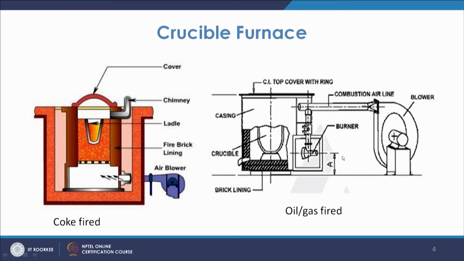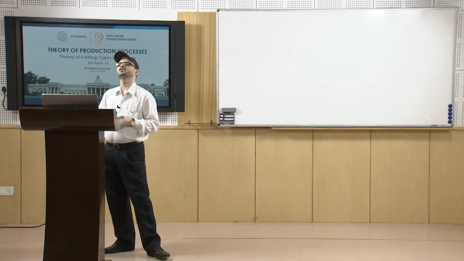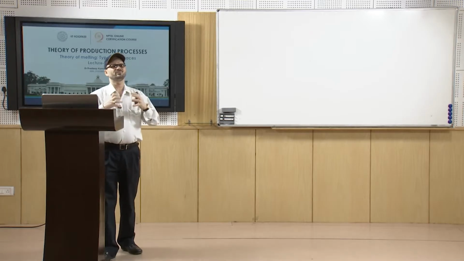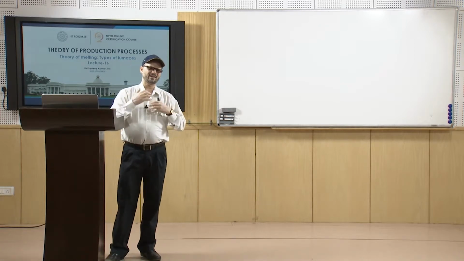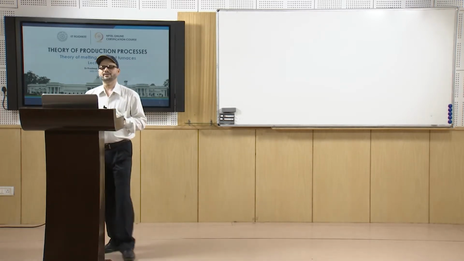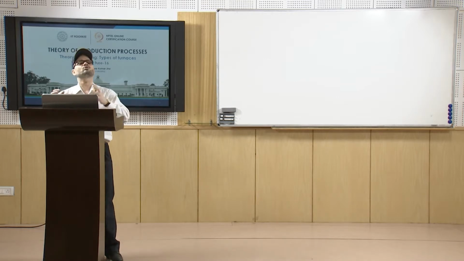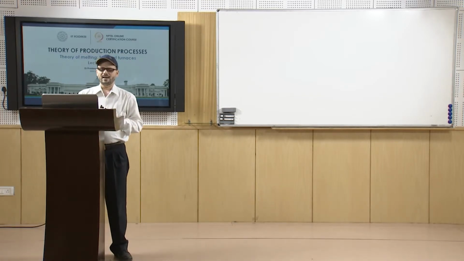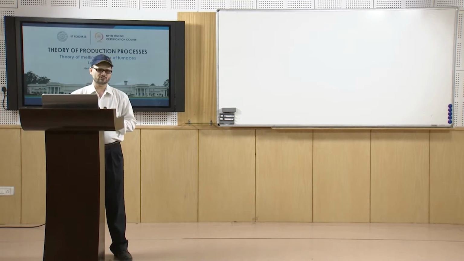Now, you also have the oil and gas fired furnace. As the name indicates, oil or gas is used as the heating source in such furnaces. They are basically cylindrical in shape, and the flame is produced by heating of this atomized fuel. It will combine with the air, and then it will be sweeping around the crucible, enveloping the crucible and uniformly heating it.